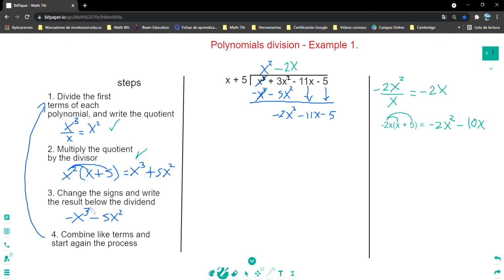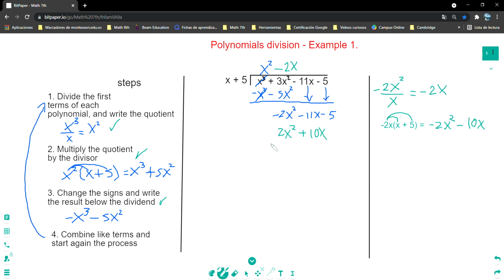Here we go to the third one. We change the signs and write the results below the dividend. So we're going to change the signs. That will be positive 2x squared and positive 10x. We write it down here in the dividend part, with the like terms. We change the sign, that will be 2x squared, and then here we have plus 10x, right here below the x part. Okay, plus 10x.